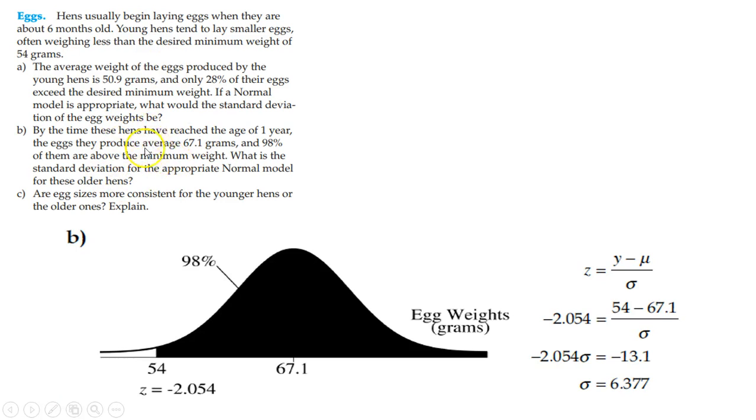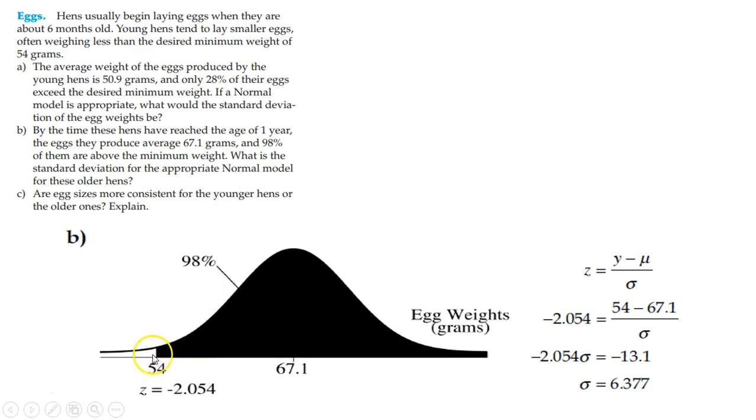By the time these hens have reached the age of 1 year, the eggs they produced average 67.1 grams, and 98% of them are above the minimum weight. So the minimum weight is 54, and it's a completely different model now. The eggs average this, and I want 54 as the minimum. Now it asks, what is the standard deviation for the appropriate model for the older hens?